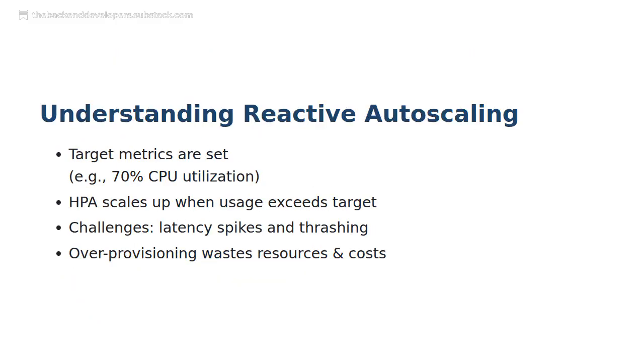Reactive autoscaling relies on predefined target metrics, such as maintaining CPU utilization around 70%. When usage exceeds this threshold, the horizontal pod autoscaler, or HPA, triggers scaling up. However, this approach is not without challenges. Latency spikes can occur due to sudden demand, leading to a thrashing effect during fluctuating traffic. Furthermore, over-provisioning resources can result in unnecessary costs. Understanding these dynamics sets the stage for exploring more advanced predictive models.